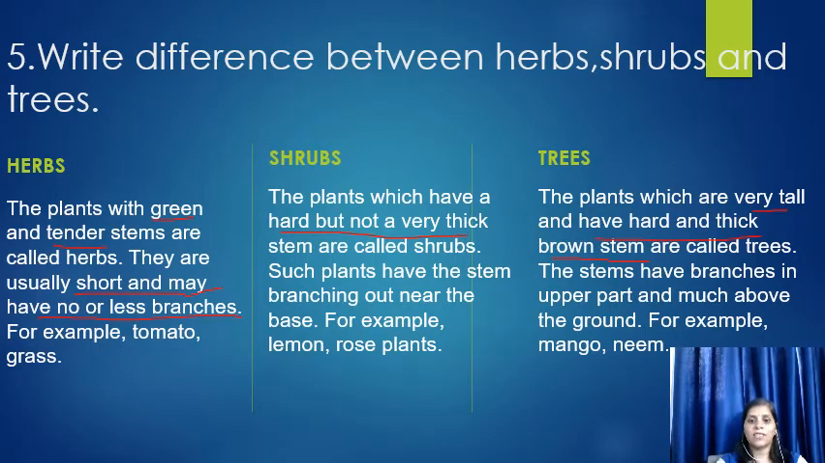While shrubs are of medium size and they have branching out near the base only. From the base only, all the branches start coming out. While in the trees, the stems have branches in the upper part, much above from the ground. The examples of the herbs are grass and tomato, the examples of the shrubs are lemon and rose plants, and the examples of the trees are mango and neem.